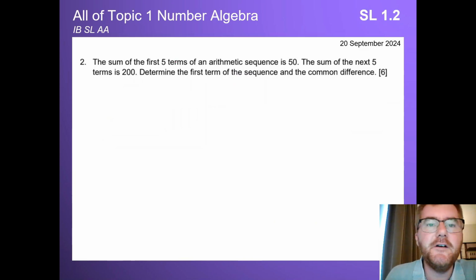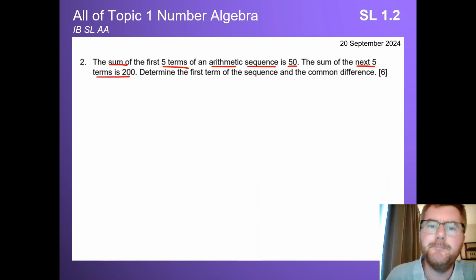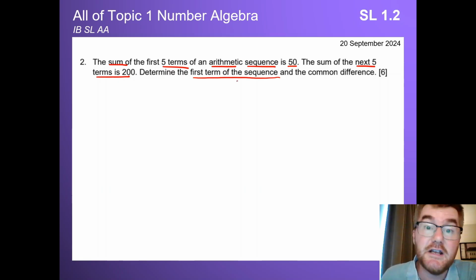The sum of the first 5 terms of an arithmetic sequence, notice I'm always underlining as I'm going through. So we've got sum of the first 5 terms is 50. The sum of the next 5 terms is 200. That's the important word, next, is 200. Determine the first term of the sequence. Now in IB notation that will be U1. Some teachers will teach this as a, and then the common difference, which is equal to d.